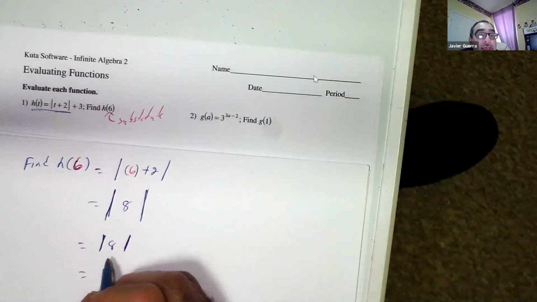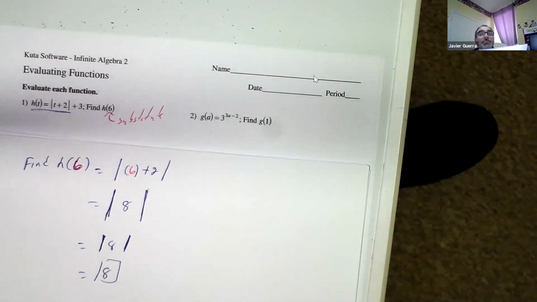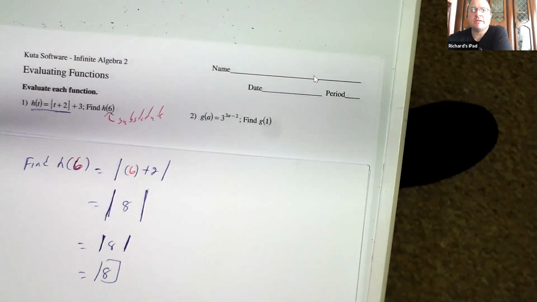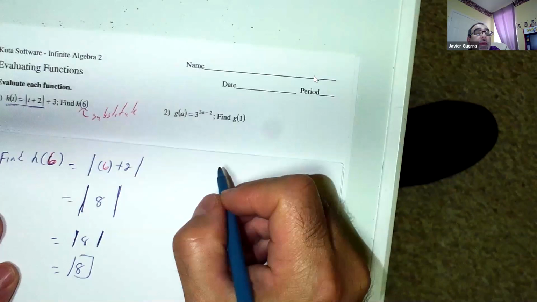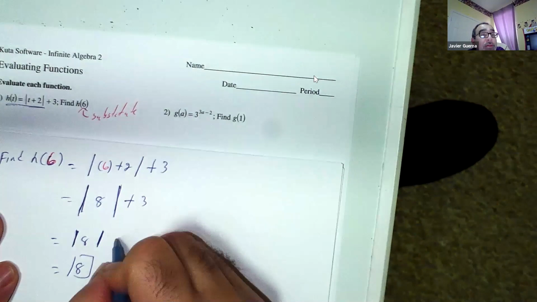So that's right. Anything inside of the absolute value comes up positive. So your answer comes to be 8. So what about the 3 on the other side of the equal sign? Oh yeah, what about the 3? Good. Very good, sir. That's right. You're supposed to add 3. Notice what did I forget? I forgot to put the +3.